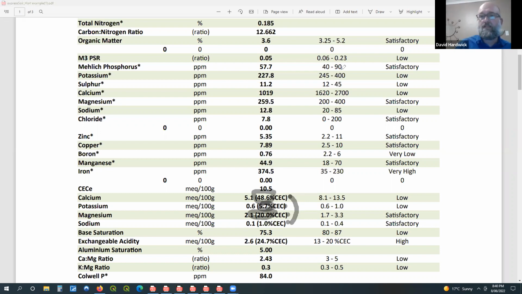So you can kind of see that the different soils, depending on their mineral composition, going back to the soil type and the type of minerals that are influencing the soil, you're going to get these kinds of ratios, proportions on the colloid.